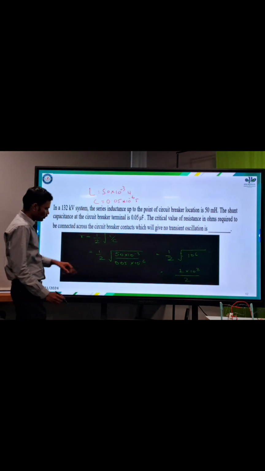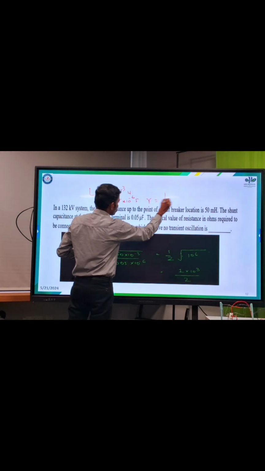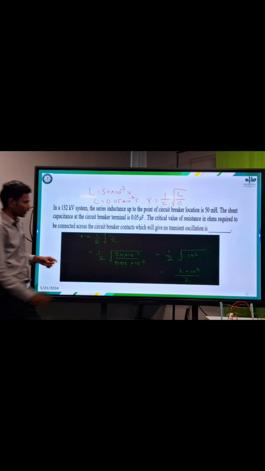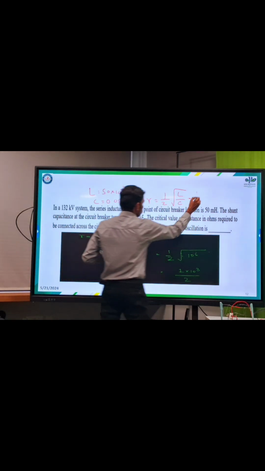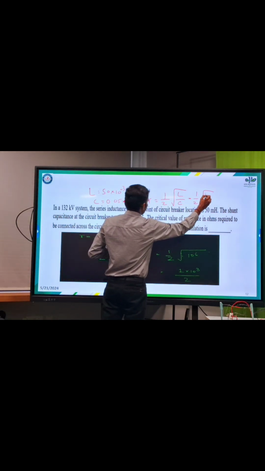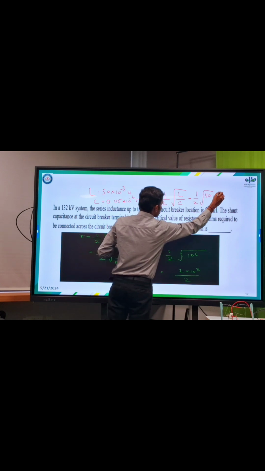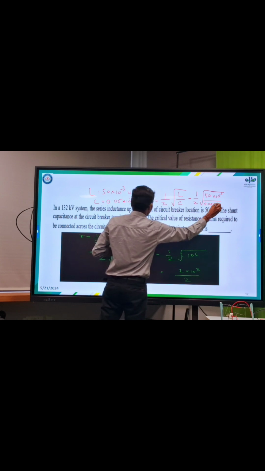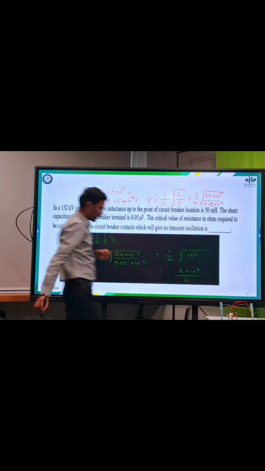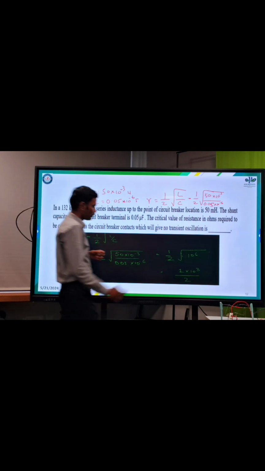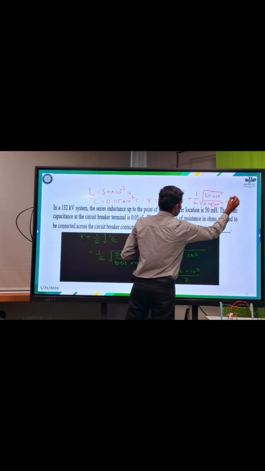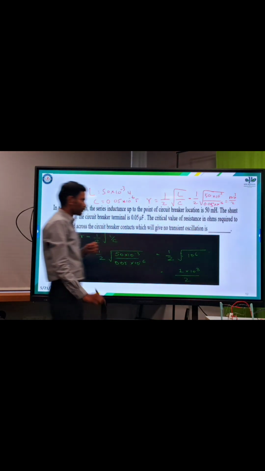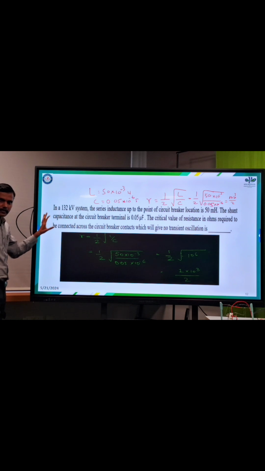We can substitute these two. So the R value is equal to 1 by 2 root L by C. Finally I can substitute this value: 1 by 2 root of 50 into 10 power minus 3 divided by 0.05 into 10 power minus 6. So I can get 1 into 10 power 3 divided by 2. So the final value is 1 into 10 power 3 by 2. Okay, once again, this is an important GATE question.